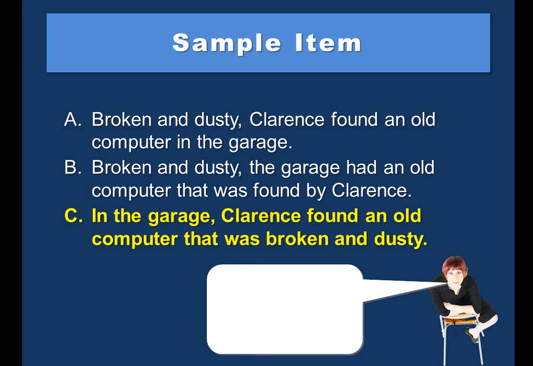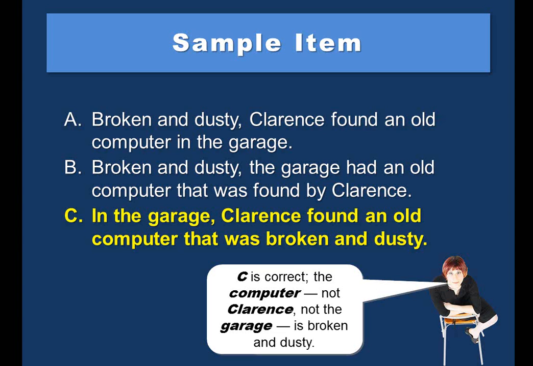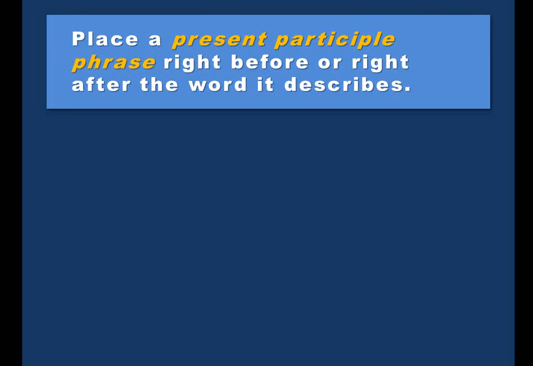Now, the position of the modifiers. You should place a present participle phrase right before or right after the word that it describes. Let us see what is present participle. Present participle is verb plus ing form. Now an example coming up here in front of you.